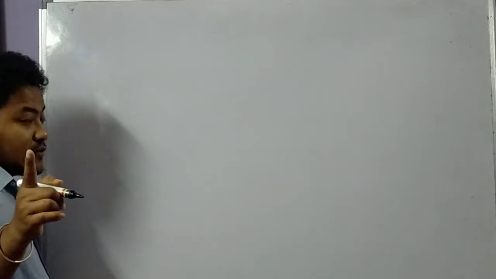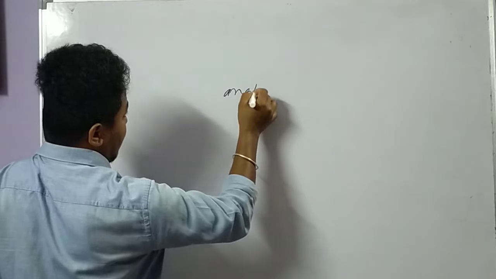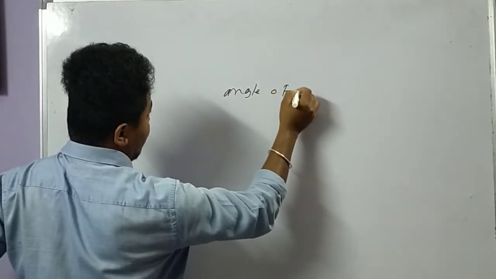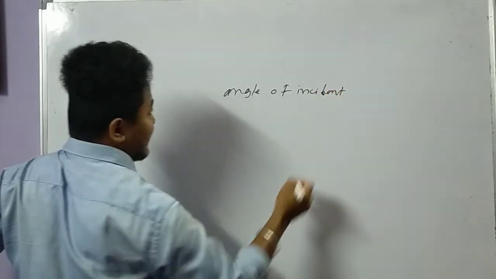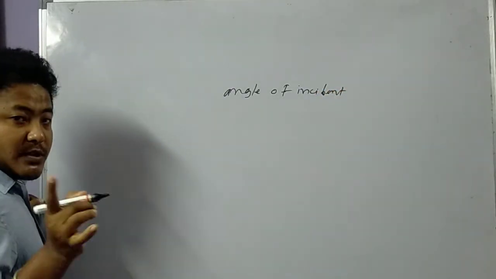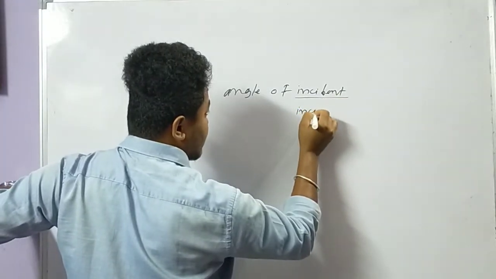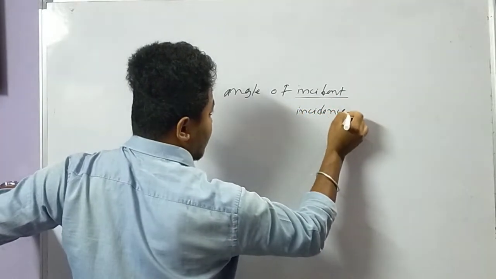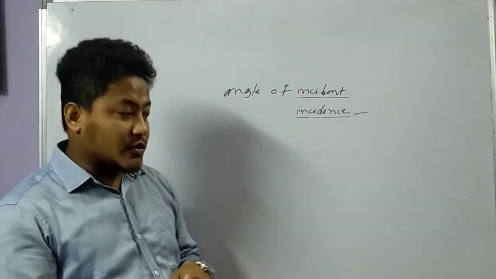In some lines of today's lecture, I wrote "angle of incident." Please make it clear, this is not incident, it should be angle of incidence. It is angle of incidence, right? I am just giving clarification.